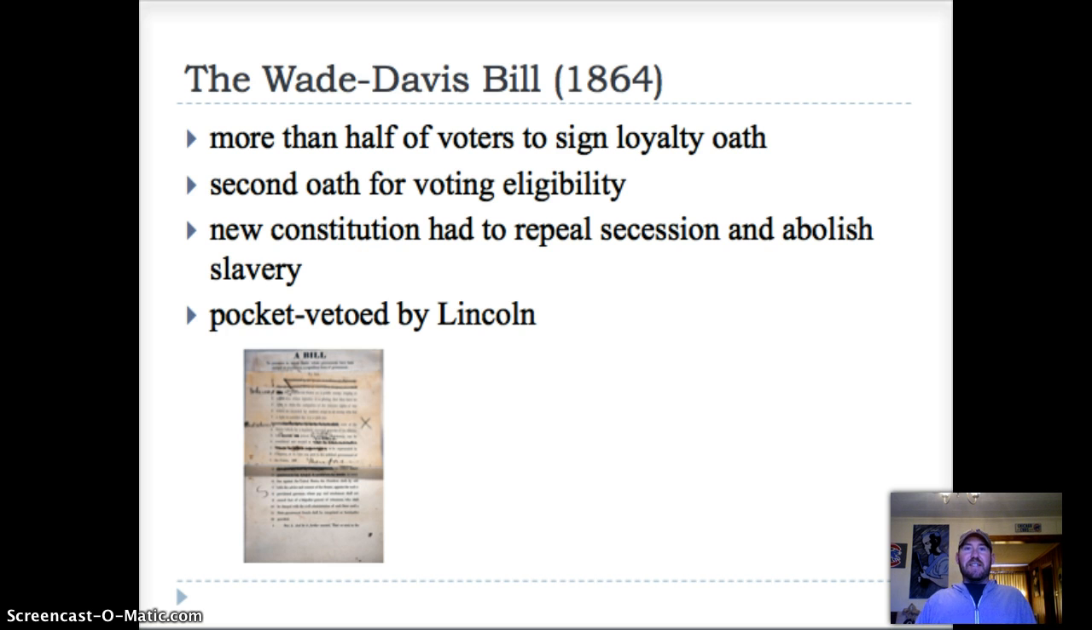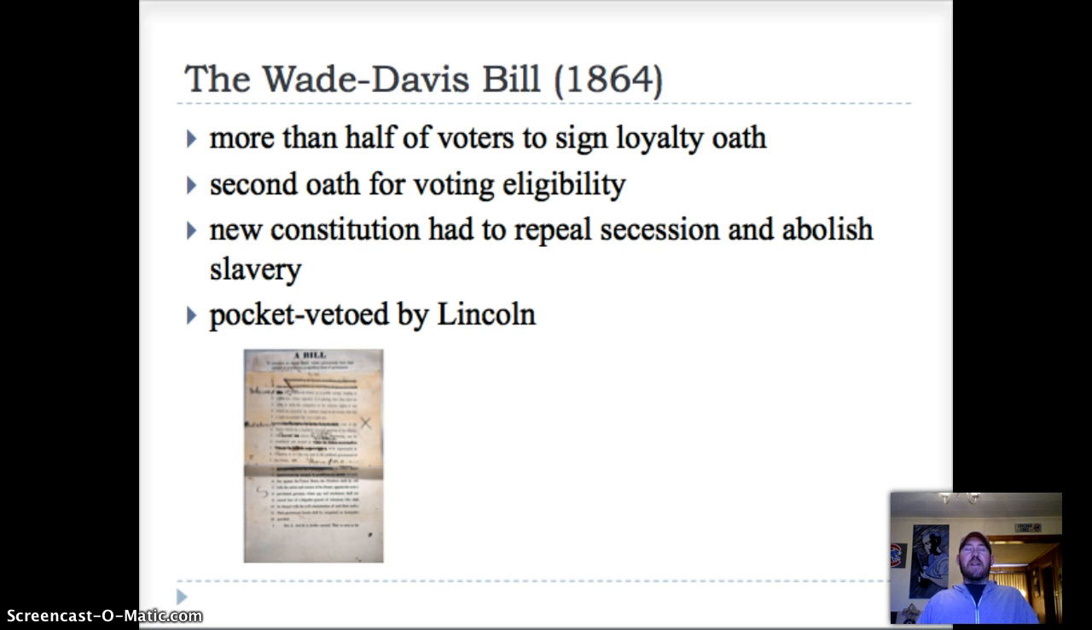They also said that the states needed to come up with a new constitution and in it formally repeal secession, or basically apologize for it, and also abolish slavery. So it had to be in stone that they were going to do these things before they could even be considered to be back into the Union.